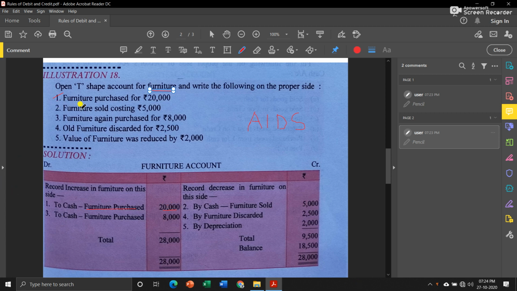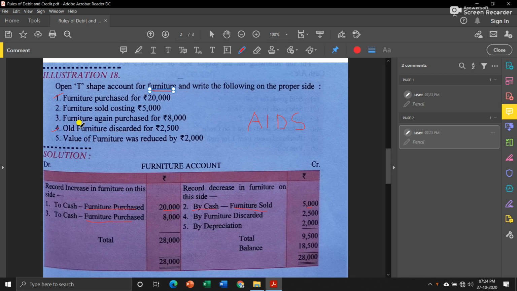Then the next transaction: furniture sold costing 5,000. When we sell furniture, the amount of furniture in our business has been reduced by 5,000, so it is decreased, and we will record it on the credit side by writing by cash, furniture sold 5,000. Then the next transaction is furniture again purchased for 8,000, so the value of furniture in our business has increased by 8,000, and we will write on the debit side to cash, furniture purchase 8,000.